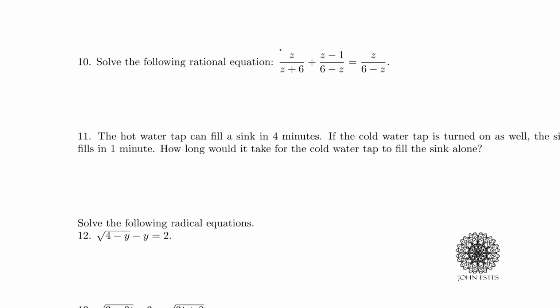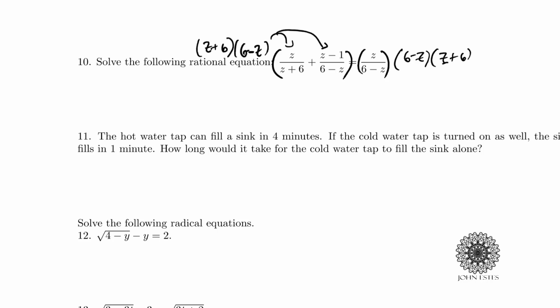So what I mean by that here is I'm going to multiply both sides by this 6 minus z, but also by z plus 6. Okay, and if I do that to one side of the equation, I have to do it to the other. So as I'm distributing this across my first term, the z plus 6's cancel out. So I end up with 6 minus z times z. When I distribute it across the second expression, the 6 minus z's cancel out. I'm left with a z plus 6 times a z minus 1.